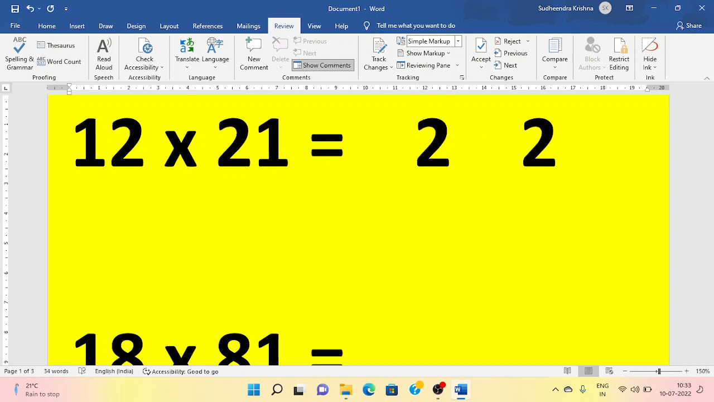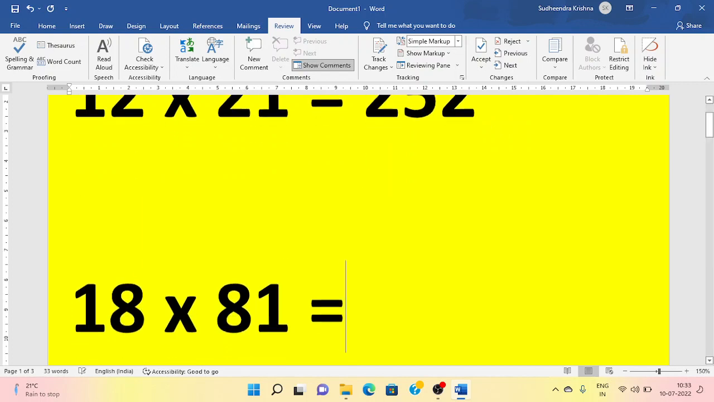So you got the left portion and the right portion of the answer. Always the left portion and the right portion will be the same. To get the middle portion, you square 1 and 2, that is 1 square and 2 square, and then you add them. 1 square is 1, 2 square is 4, and 1 plus 4 is 5. So put 5 here. 252 is the required answer. So 12 into 21 is equal to 252.